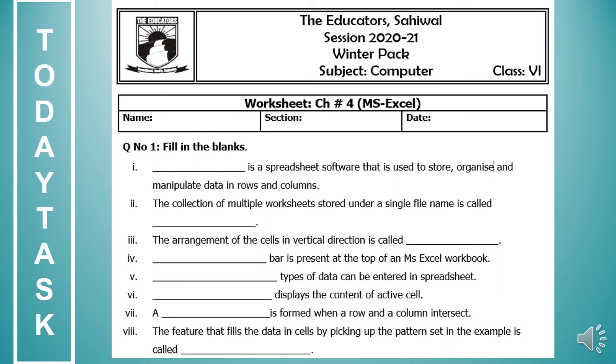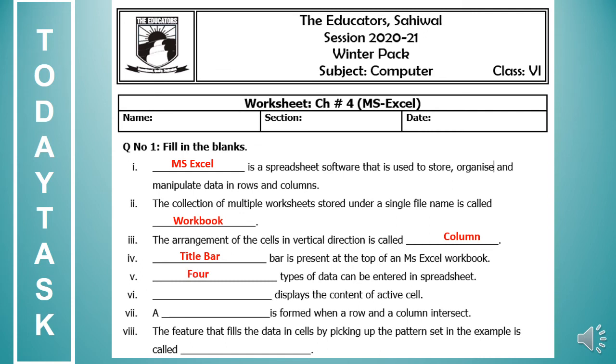Question number 1 is fill in the blanks. Dash is a spreadsheet software that is used to store, organize and manipulate data in rows and columns. Answer is MS Excel. Second one is the collection of multiple worksheets stored under a single file name is called workbook. The arrangement of the cells in vertical direction is called column. Dash bar is present at the top of an MS Excel workbook. Title bar.